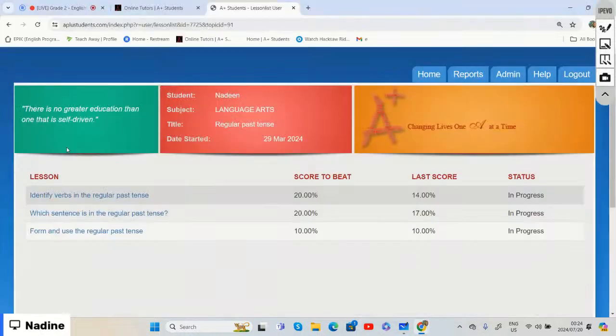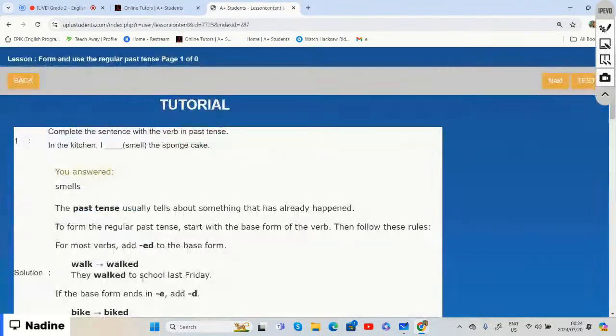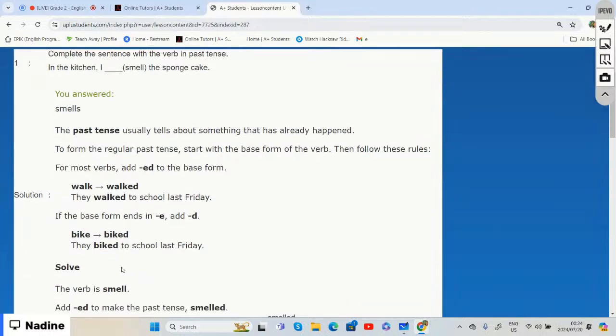All right, so now let's go to A plus students. So let's see A, and we're going to form and use regular past tense. We went over what a verb is, and we said a past tense usually tells us about something that has already happened. To form past tense, we need to start with the base form of the verb, which is basically just your present tense verb, like for example walk or bike or smell. That's in the present tense.